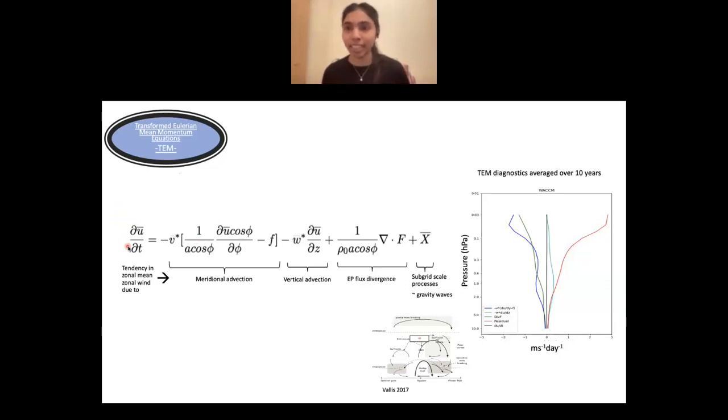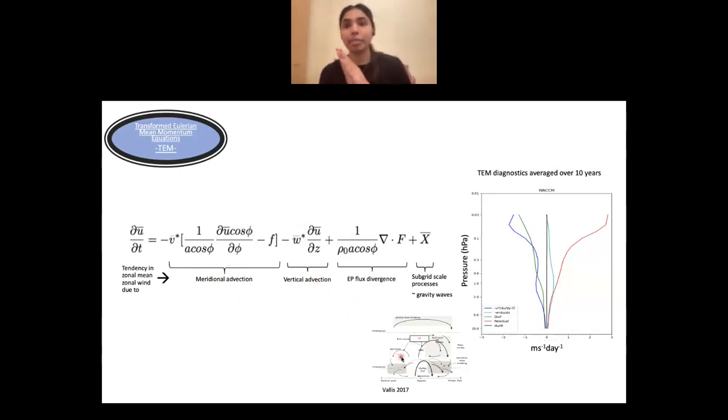And on the right hand side, I have different forcing terms that give rise to this change in the zonal wind. The first one is the meridional advection. If you remember from the earlier plot, it comes from the Brewer-Dobson circulation. So that term is the one here, and then the vertical advection.